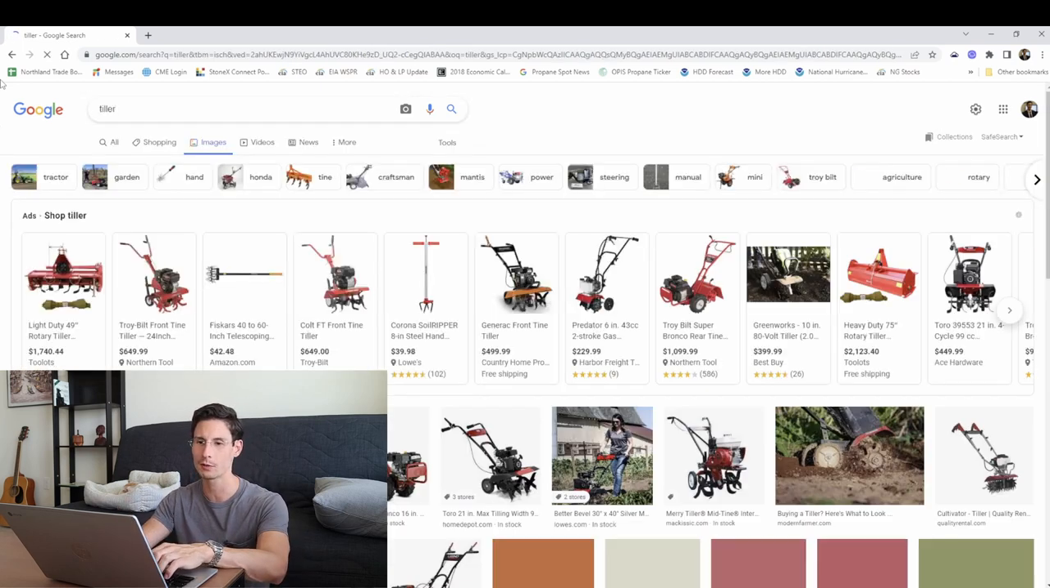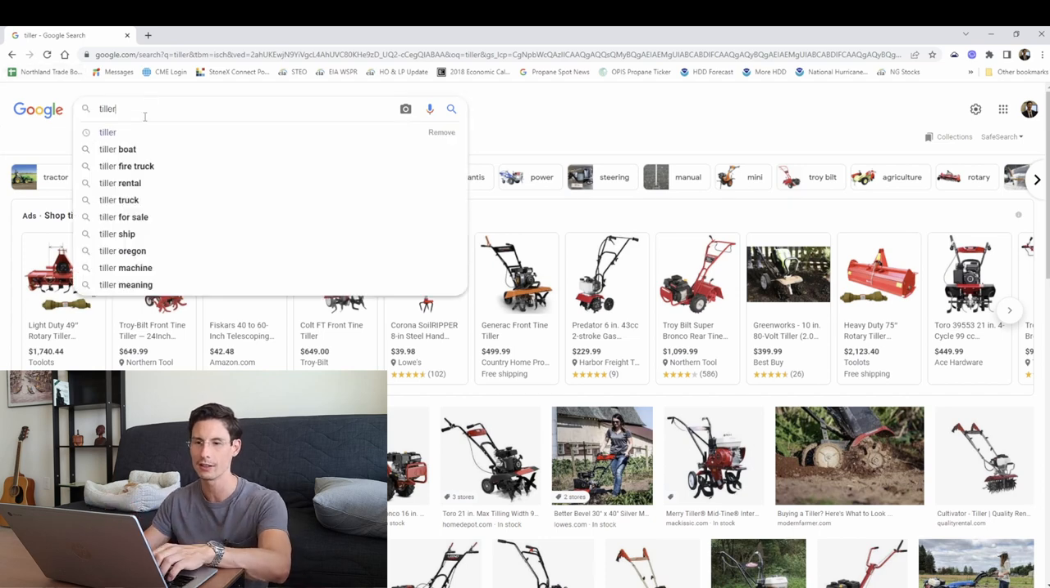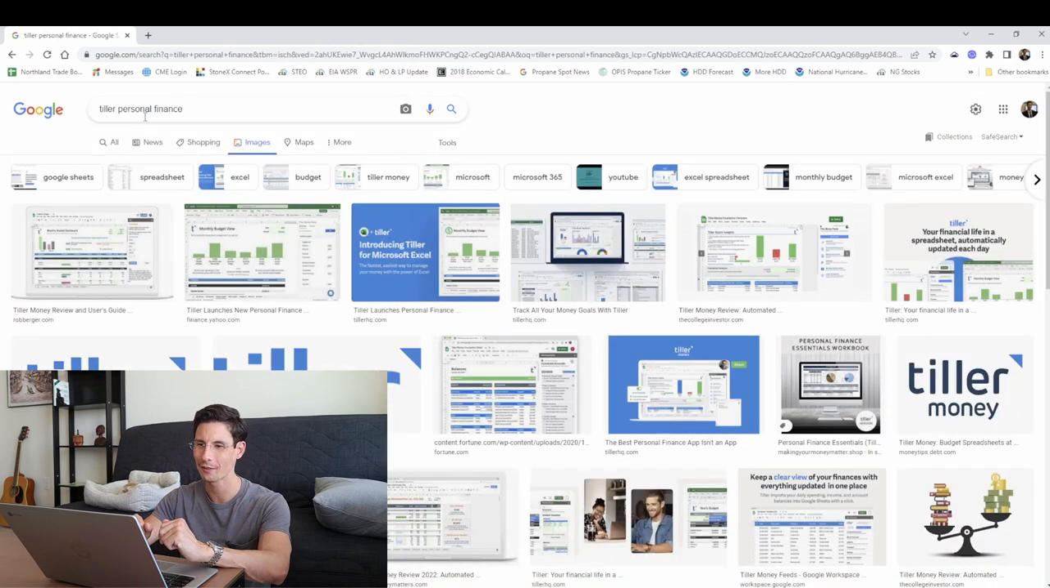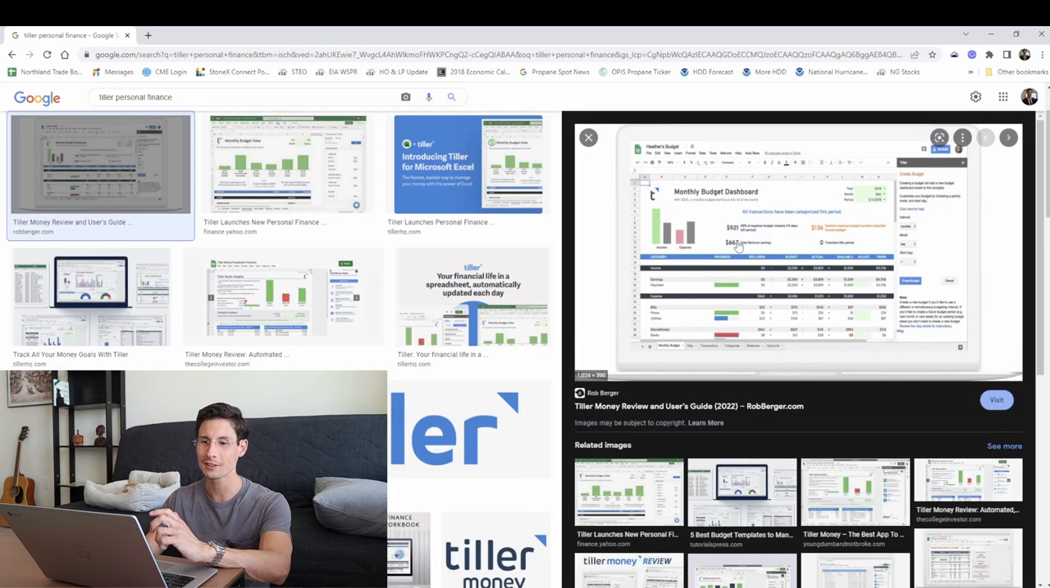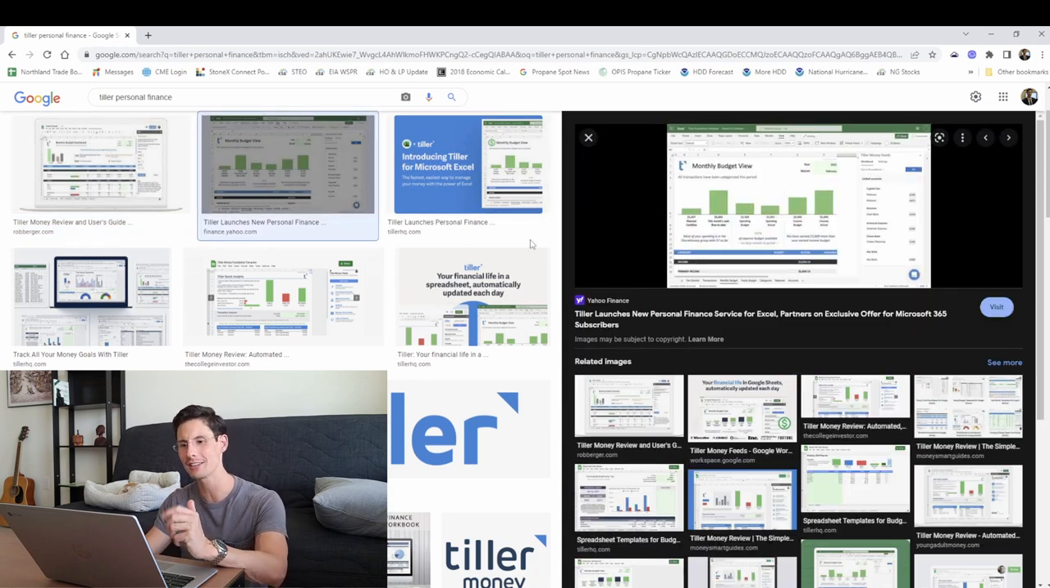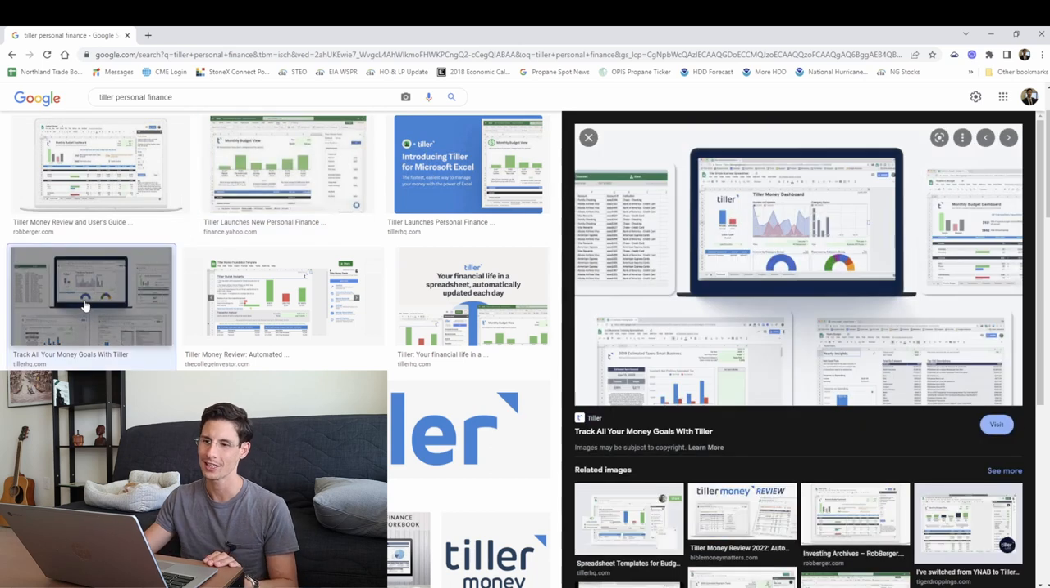The next one I looked at was something called Tiller, which is newer. Not that Tiller. Tiller Personal Finance. Let's look for that. So this looked cool. It looked like it had a good dashboard. It's very customizable. The basic idea is it's a plugin that works either with Excel or with Google Sheets. So I gave it a shot, and it's relatively inexpensive. There is a subscription cost. But to me, it was just too clunky.